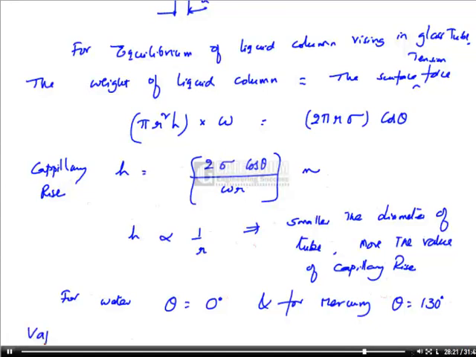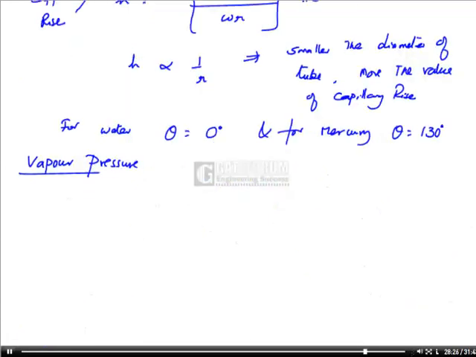Next phenomenon I consider is vapor pressure. All liquids have a tendency to evaporate when exposed to a gaseous atmosphere. The rate of evaporation depends upon the molecular energy of the liquid, which in turn depends on the type of the liquid and the temperature. The vapor molecules exert a partial pressure in the space above the liquid, known as vapor pressure.